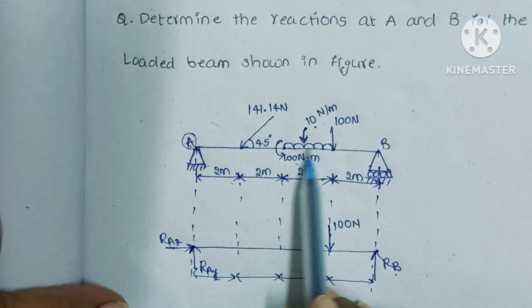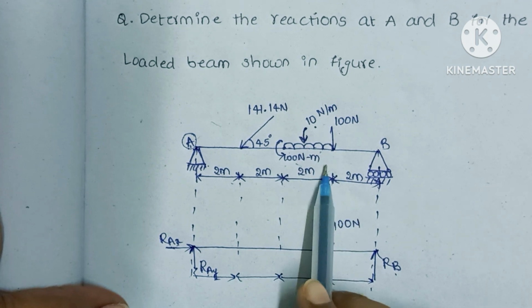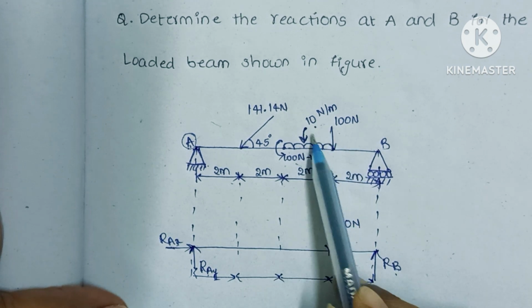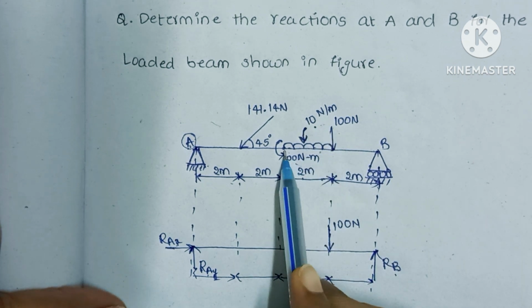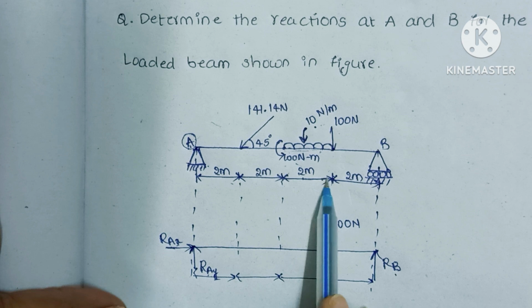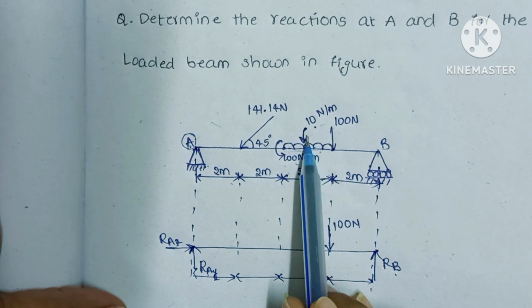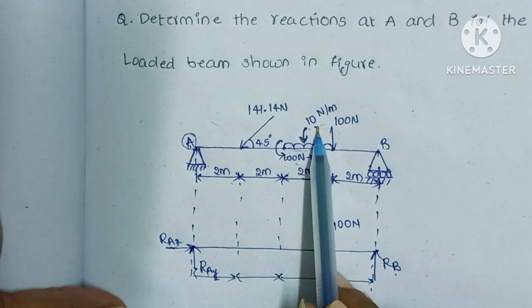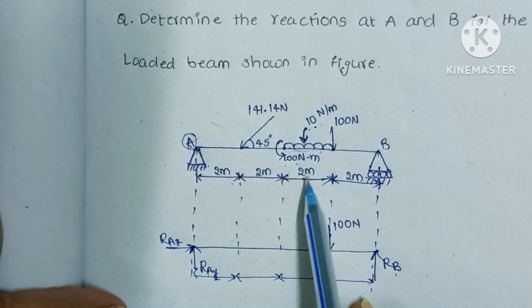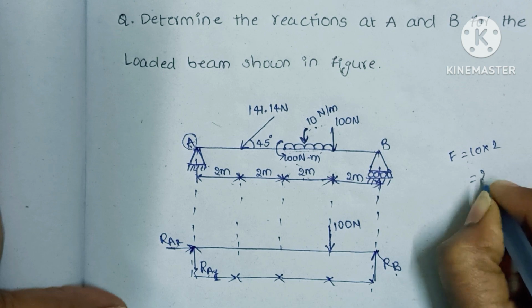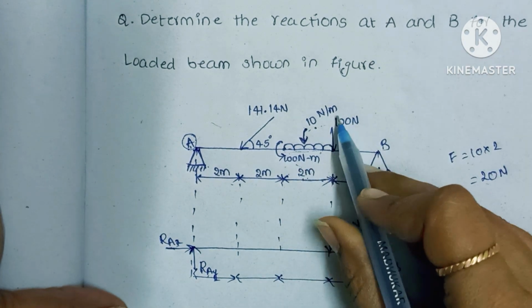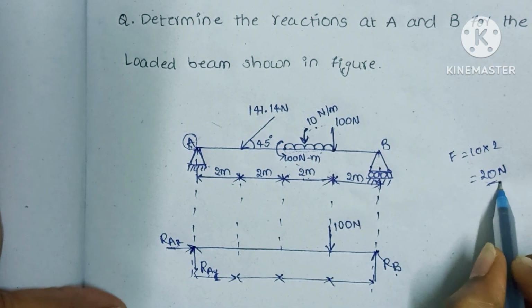For converting a uniformly distributed load into a point load, we need to multiply the load with the distance. So 10 newton per meter is acting over a 2 meter length, in this span only. So 10 into 2, we got the force of 20 newtons. Here the meters get cancelled, so we get 20 newtons.